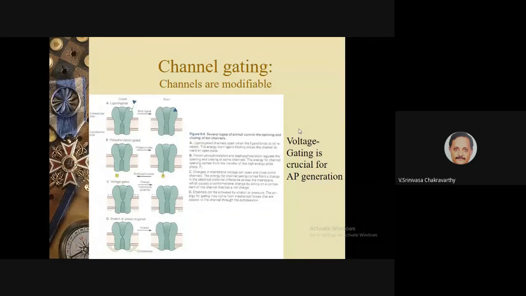The last one is the simplest kind to understand. It is called stretch gating. Imagine you have a rubber sheet, and there is a little hole in the middle of the rubber sheet. Now, if you stretch the rubber sheet, then the hole also expands a little. The mechanism here is as simple as that.